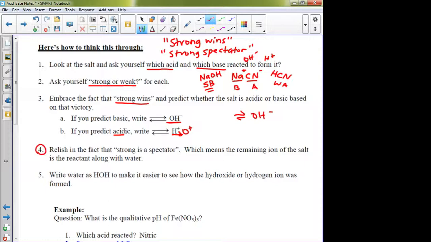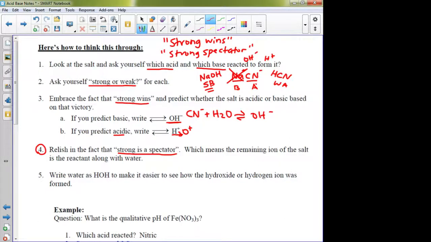Then, step 4, we have to go with the fact that strong is a spectator. Okay? Are spectators included in our reactions? No. Okay, you should remember that from pre-AP. So therefore, which one of these was strong, the Na or the CN? The Na. So if it's a spectator, we cross it out. The ion that is left over becomes one of my reactants. So I have CN negative, and I always go ahead and put it in water.